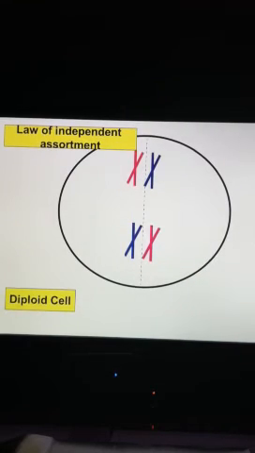And this is Mendel's law of independent assortment. In humans, we would have 23 pairs lining up down the middle of the cell. And because there are so many different options, it's actually 2 to the 23rd power. There'd be 8 million different combinations of how these chromosomes align along the middle of the cell.